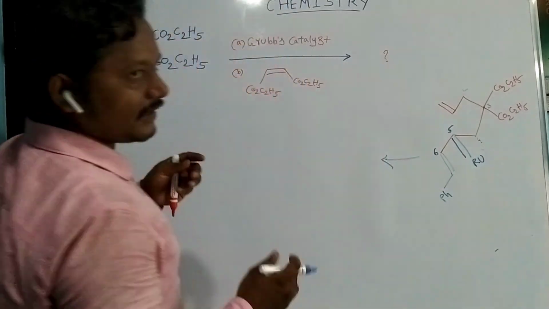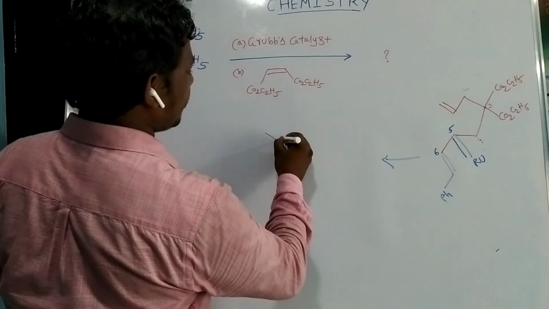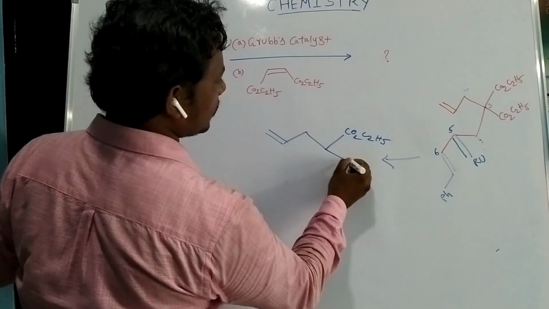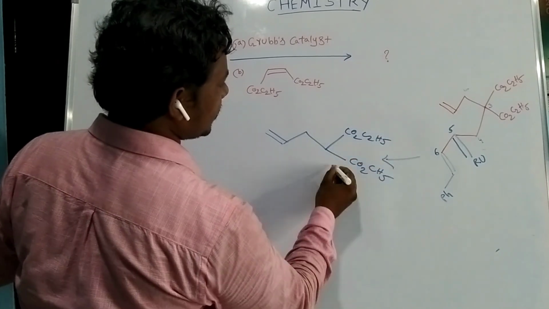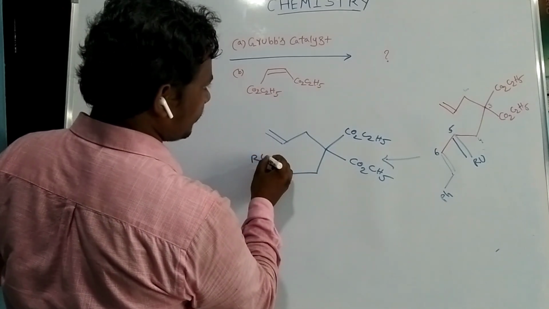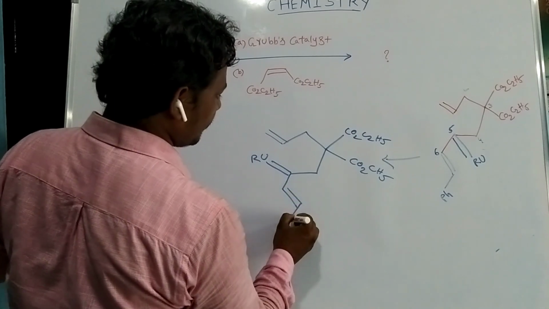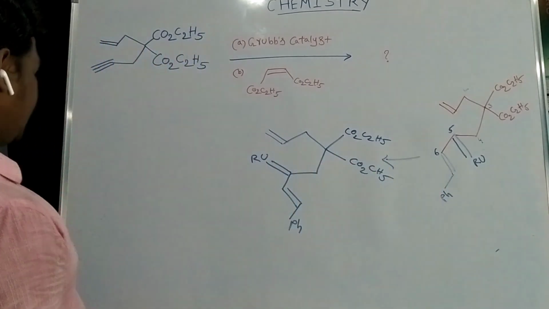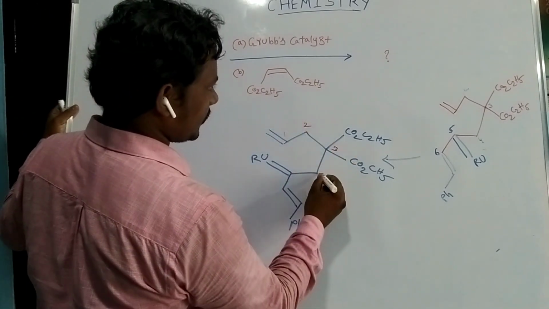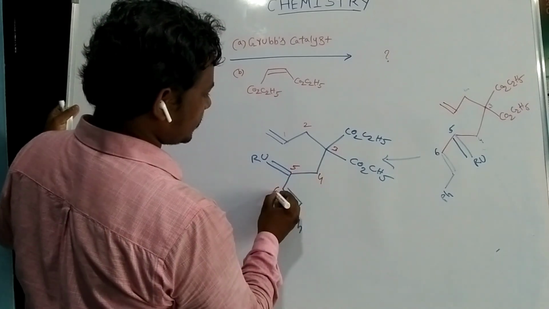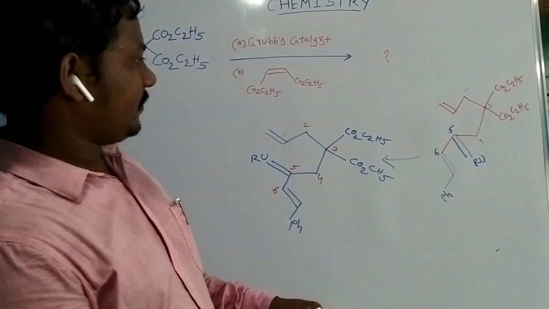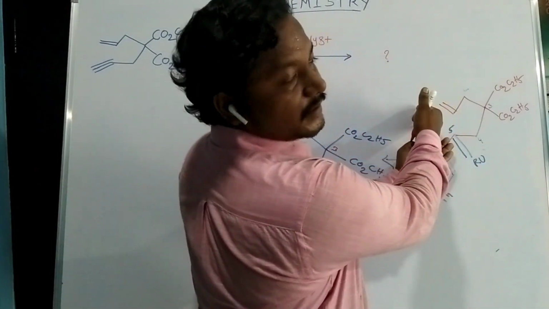I am writing like this for rearranging. Double bond, CO2C2H5, CO2C2H5, ruthenium, Ph. I have rewritten it like this for understanding: here this is 1, 2, 3, 4, 5, 6. Okay? This is the same. What I did is move this ruthenium from down to the upward direction.